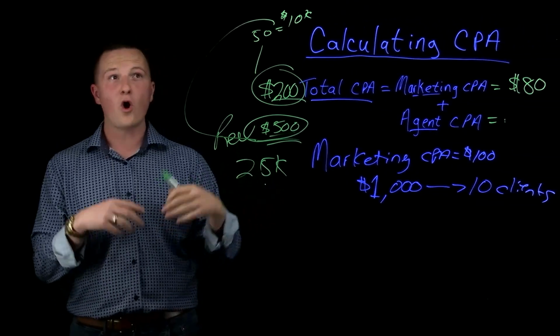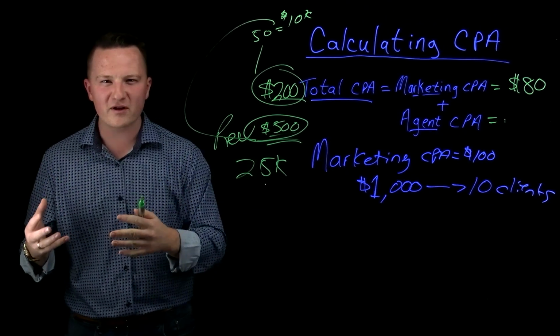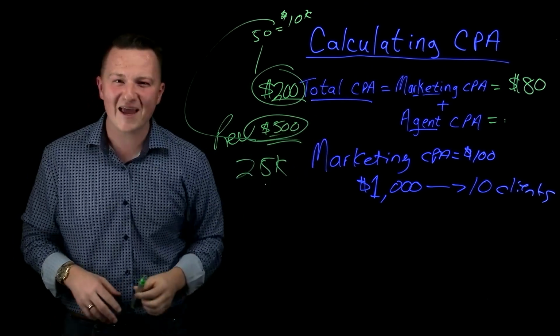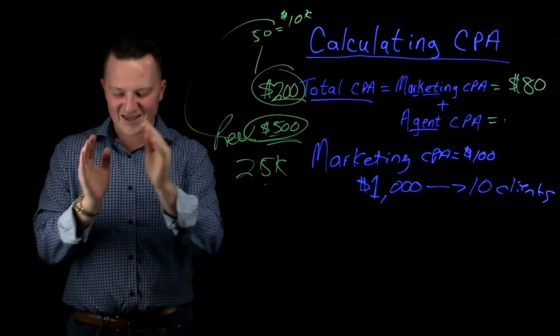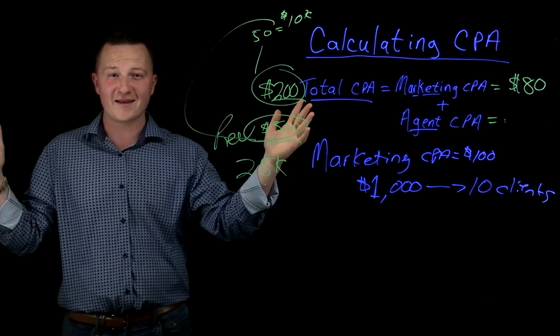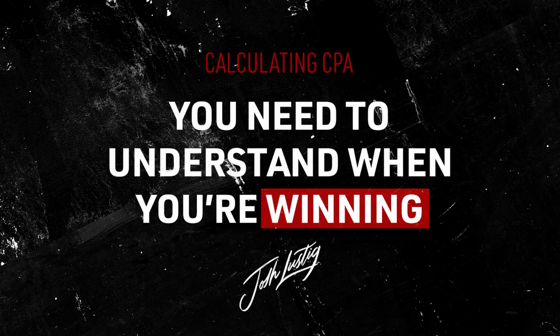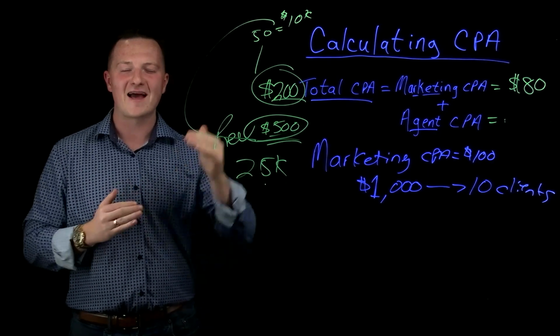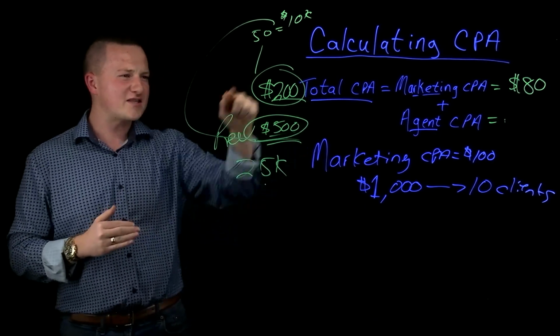You just are hoping that it works out. You get frustrated when you think it doesn't. He was almost going to quit. The best campaign probably of his entire life, he almost gave up on because he didn't understand that he was winning. You need to understand when you're winning and when you're losing, and knowing your numbers, that's the way to understand how to scale your business. So hopefully this is helpful for you.